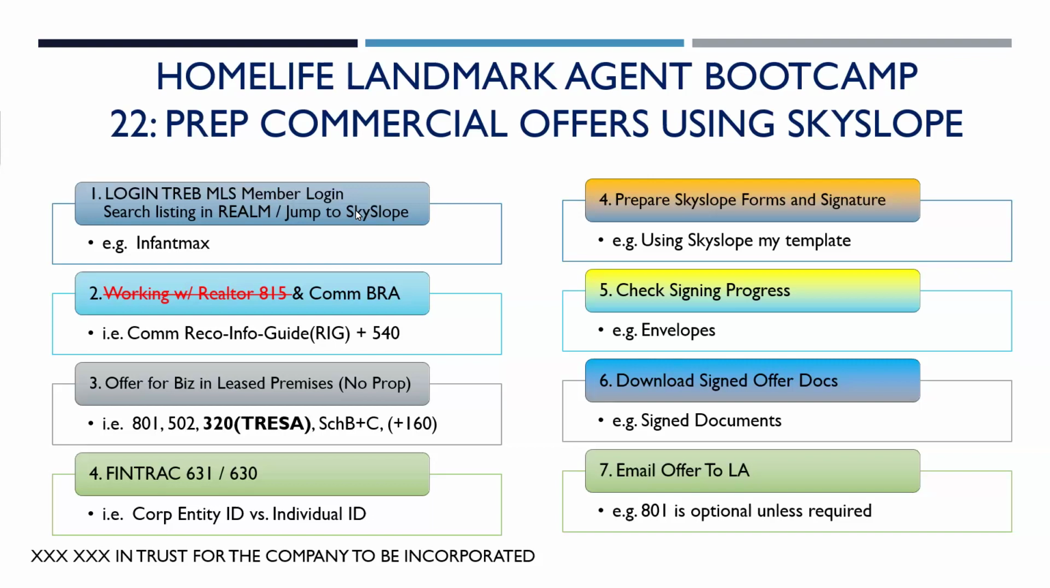The steps are as before: MLS, searching the listing, and then jumping to SkySlope. Same thing, nothing special. Then we're going to use the campaign for commercial from our brokerage. As I mentioned in my last training for the residential offer or listing, we don't use a weekend realtor anymore. This includes the commercial side.